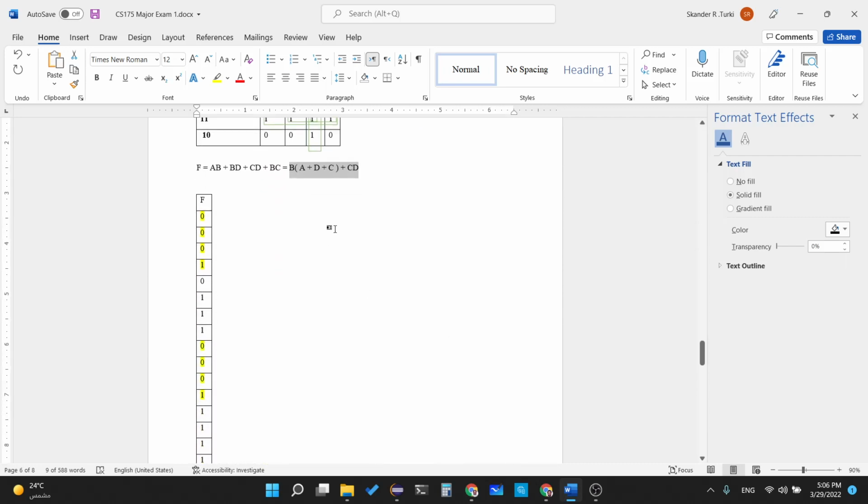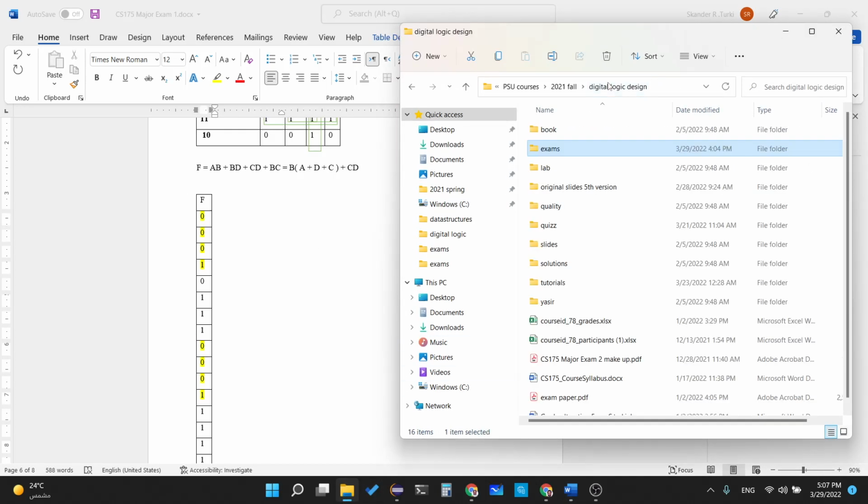Okay, so here we have two circuits, or two expressions. Each expression will have a different cost. These two will have different costs. We did not see how to compute the cost on this kind of equations. Let's go to the slides to see how we compute the cost.